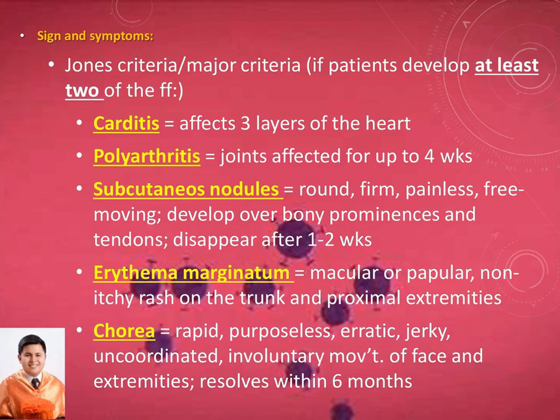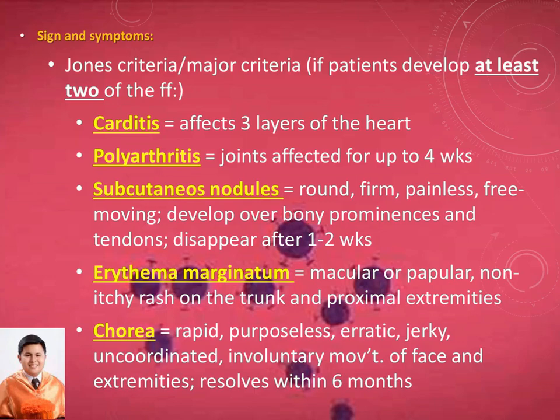For the major symptoms, we have 5. Number 1, carditis. Number 2, polyarthritis. Number 3, subcutaneous nodules. Number 4, erythema marginatum. And number 5, chorea. Carditis is the inflammation of the heart which primarily involves all of its layers, the pericardium, the heart muscle, and the endocardium.